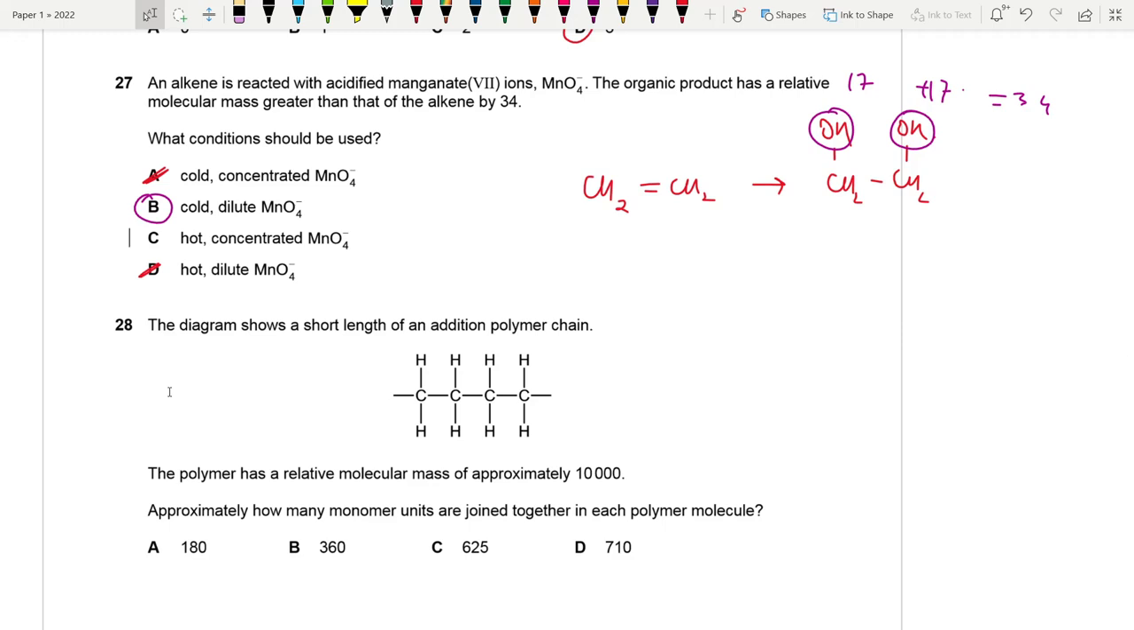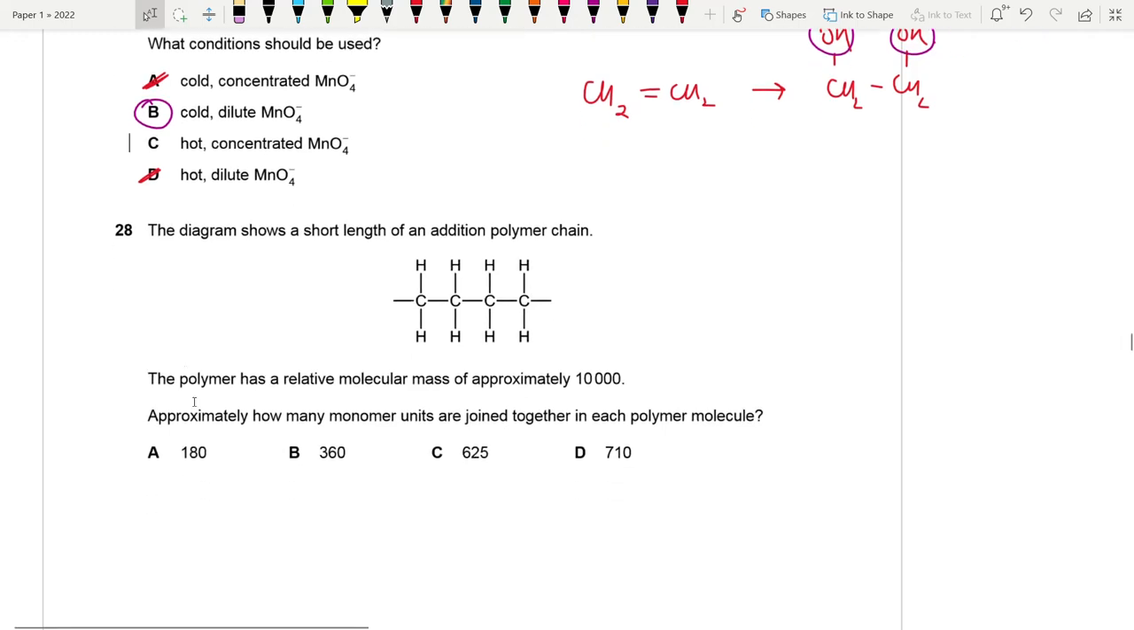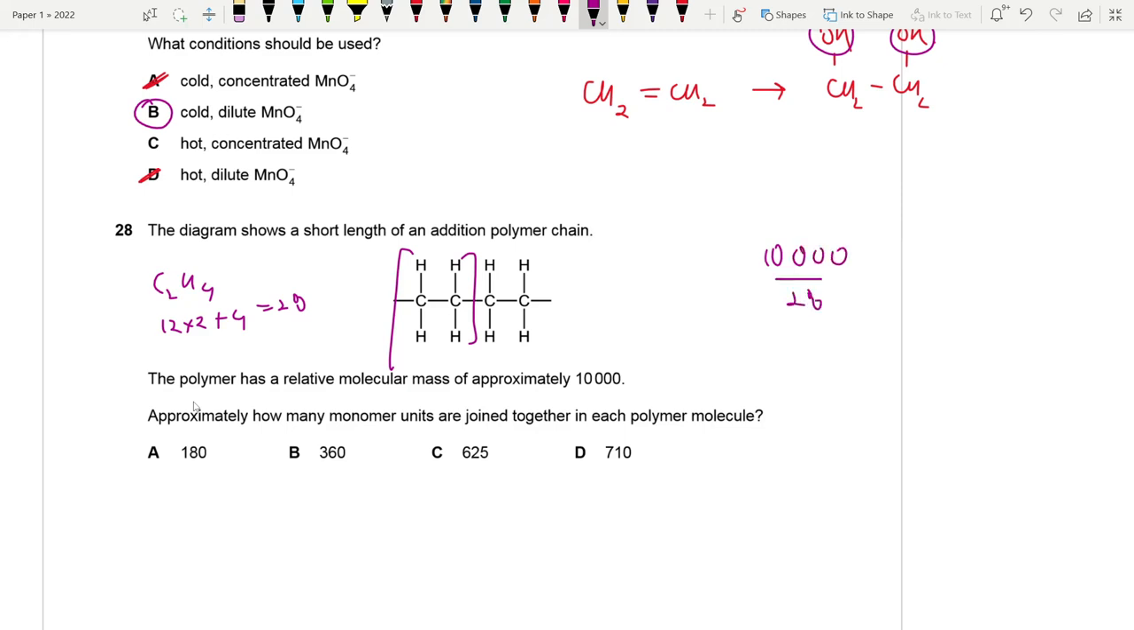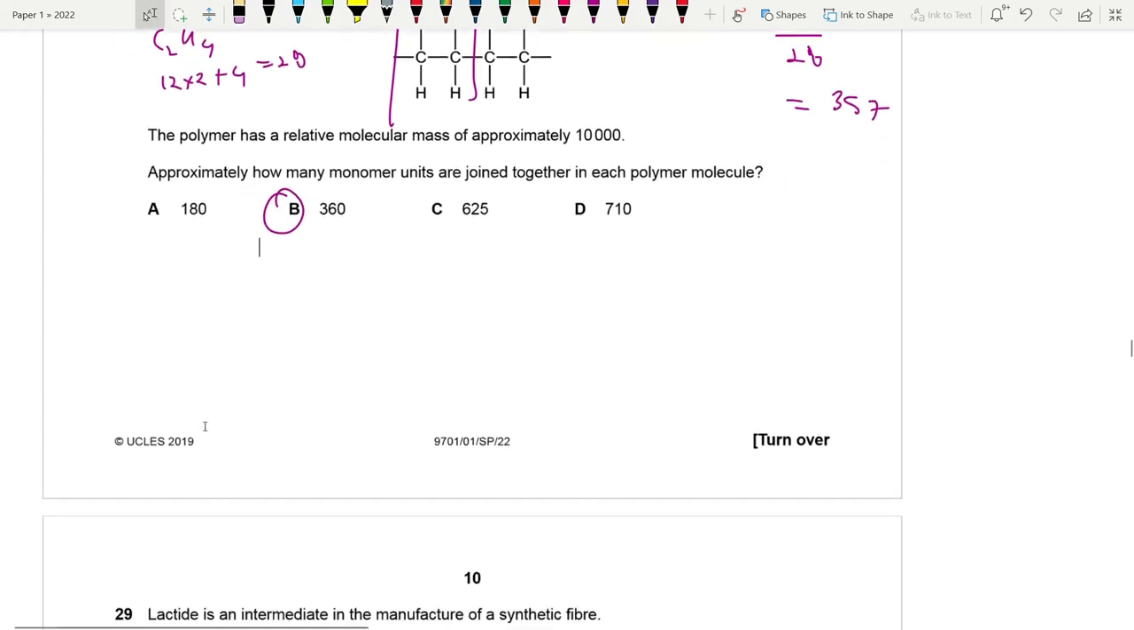28. The diagram shows the short length of an addition polymer chain. The polymer has a relative molecular mass of 10,000. So this is one repeat unit. The Mr of each repeat unit is 12 into 2 plus 4. That's 28. Okay, so 10,000 divided by 28 gives us an approximate value of 357. They gave you two repeat units to confuse you, right? So the best answer should be B, 360. 357 is rounded off to 360.